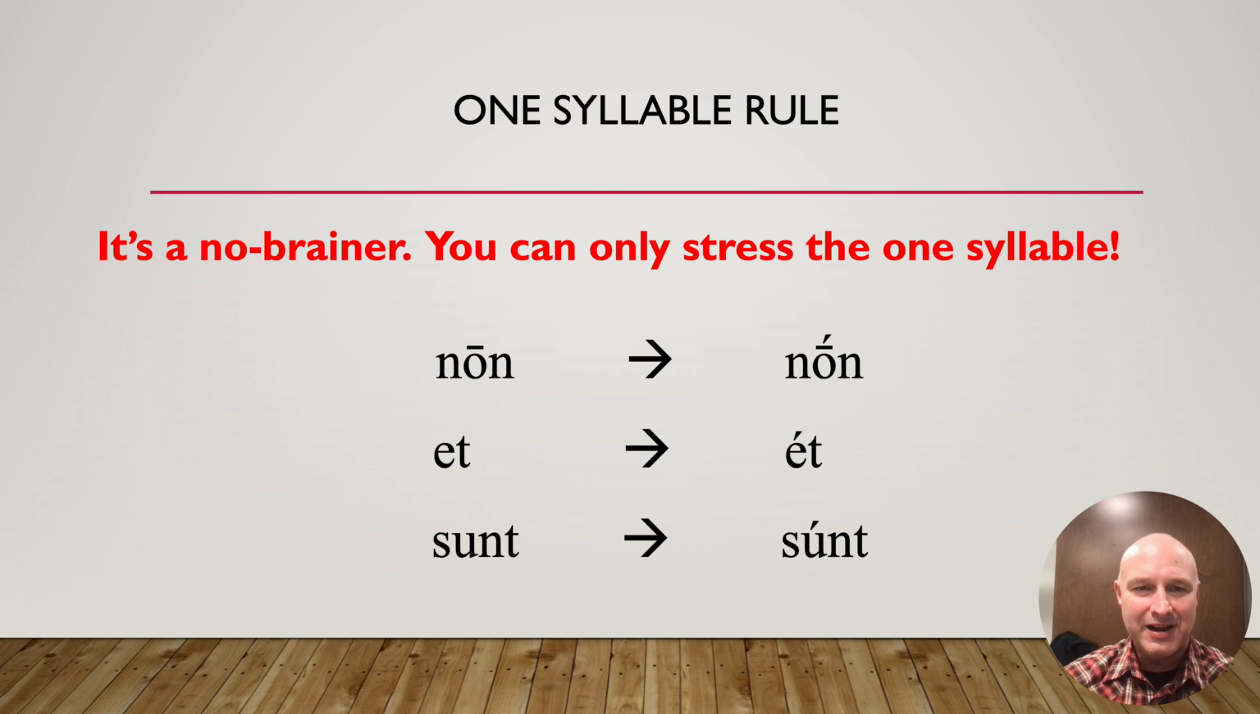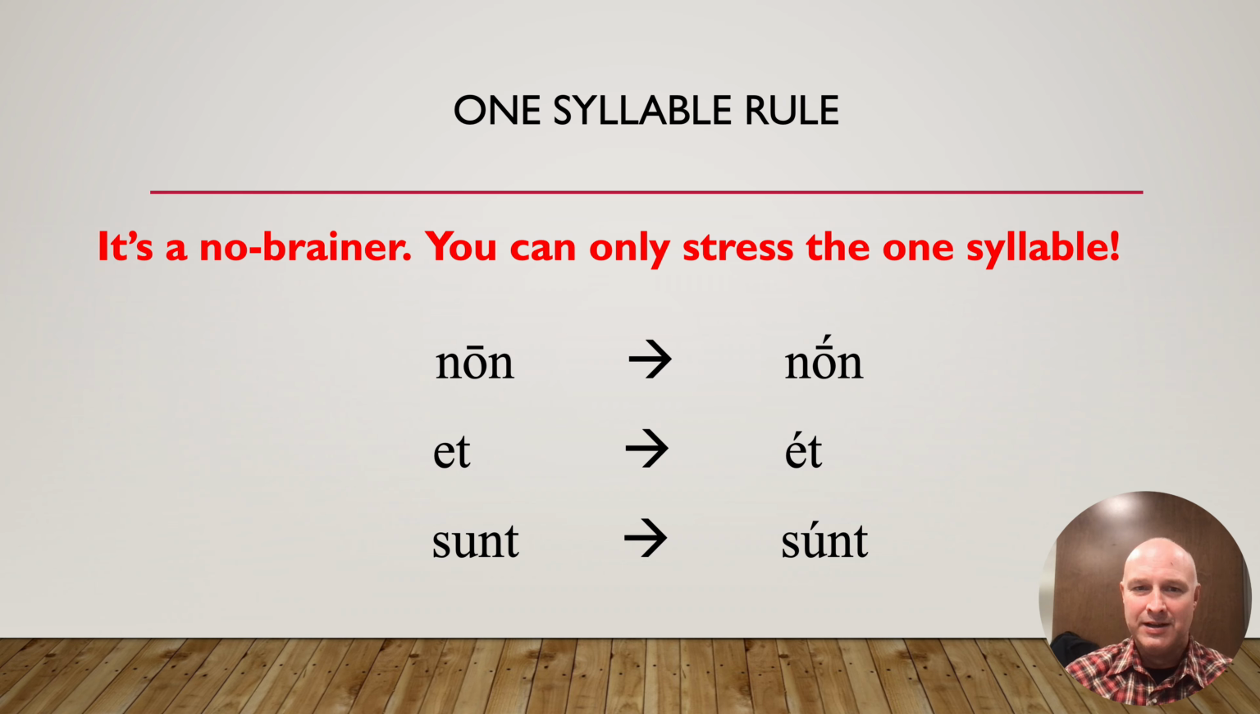All right, so let's now get into the first rule, which pertains to words of only 1 syllable. And the wonderful news is, it's a no-brainer. It really is simple because you only have 1 syllable in a word to work with. So that is the only syllable that can be accented, that can be stressed, okay? And so look at the first example here.